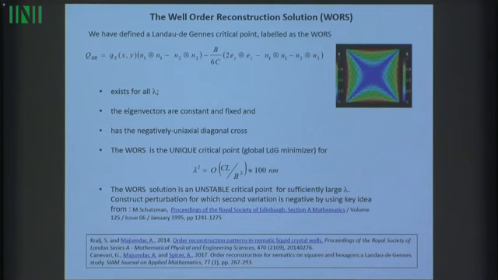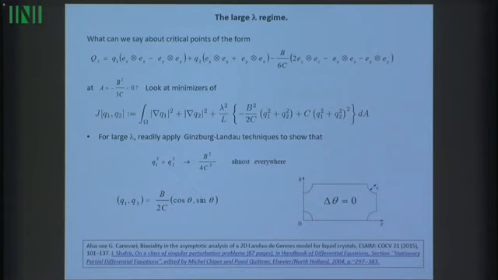We can prove that it is unstable for large lambda. So as lambda increases, as your square size increases, we can prove that it becomes unstable. And we think this is very interesting because the eigenvectors are fixed, and you have this distinct negatively ordered uniaxial diagonal cross, which is a defect which should manifest quite prominently in experiments if realized. So then clearly the complementary question is, if you have an analysis for small lambda, what can you say for large lambda?